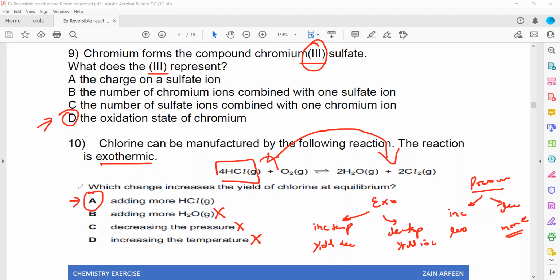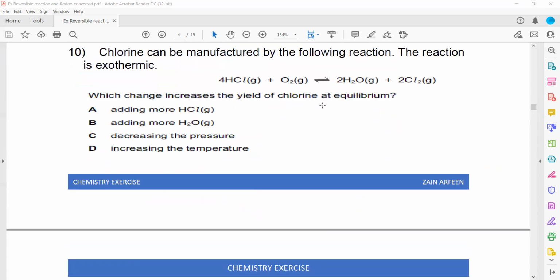So remember, for reversible reactions, if we increase the amount of the reactant, the equilibrium will shift towards the right hand side. And if we decrease the amount of the reactant, the equilibrium will shift towards the left hand side. Is it clear? That's question 10.